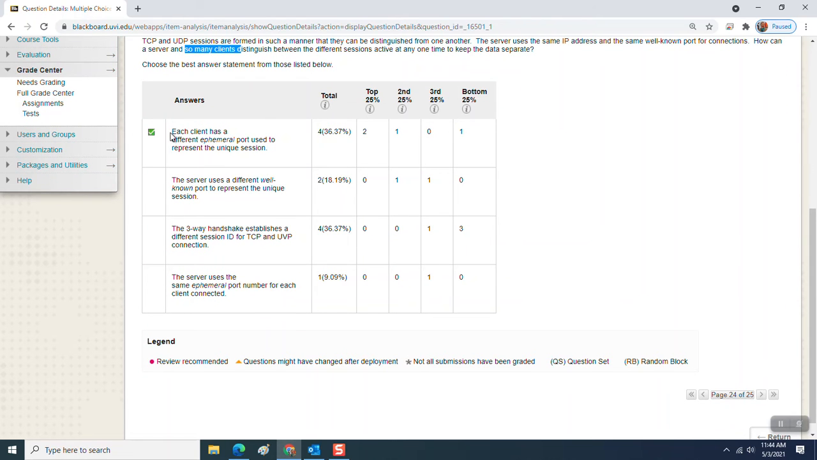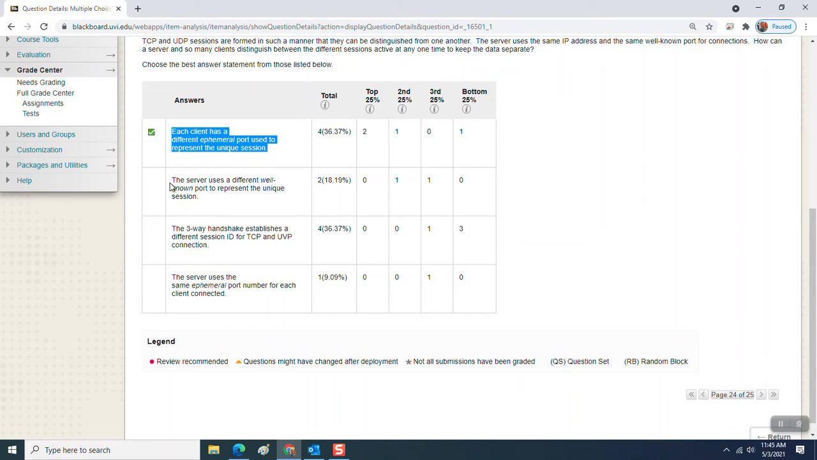The correct answer is each client has a different ephemeral port, a higher numbered port, used to represent the unique session. So when you're identifying the session, you have a server socket and a client socket, separated by a comma, and with each different client, they have different numbers. Even if you're using multiple clients from the same IP address, in a case where NAT or PAT, port address translation, is occurring, you have different sessions.